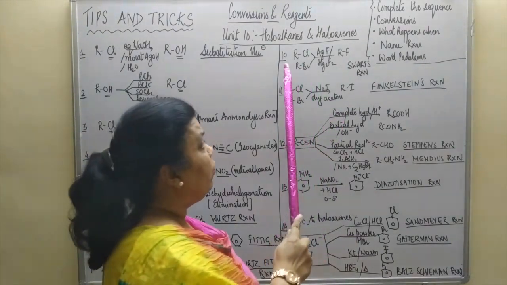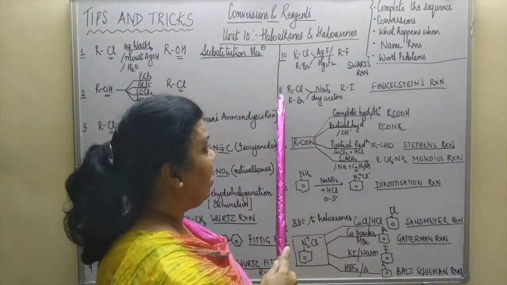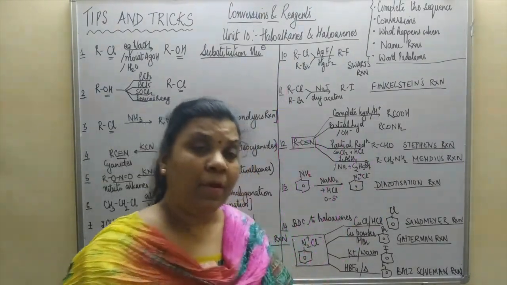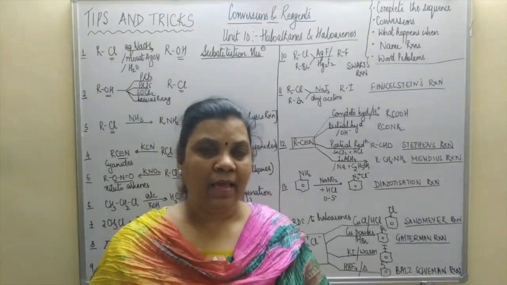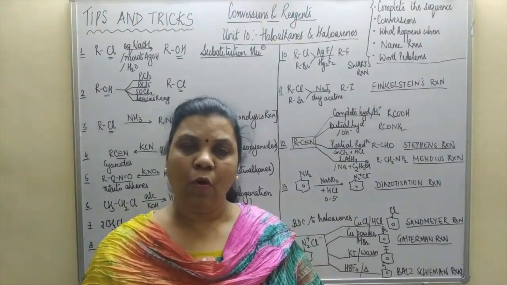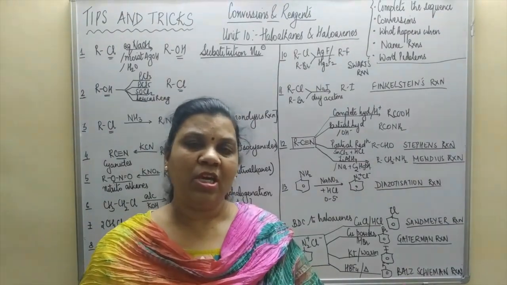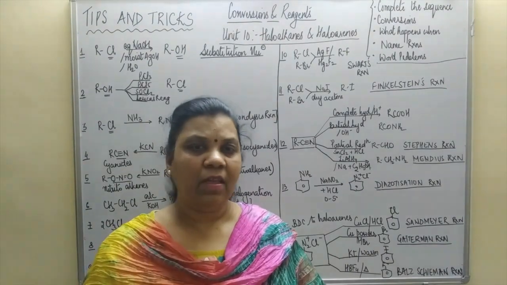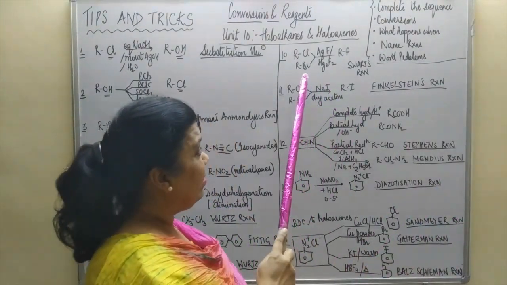Let us move on to 10th and 11th. We will study them together. Why? Because both of them are halide exchange reactions, where we are exchanging the halogen. Let's say chloro or bromo is being exchanged with fluoro, or chloro or bromo is being exchanged with iodine. So let us study them together.